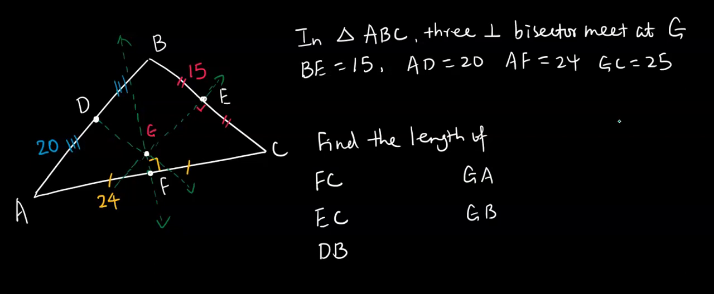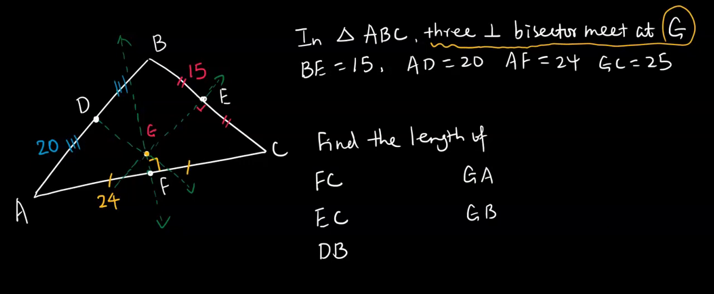Please pause this video, read this given condition. After reading this given condition, I think you know this point G is called point of concurrency. Why is that? Because there are three perpendicular bisectors meet at G. Therefore, this point G is called a point of concurrency.